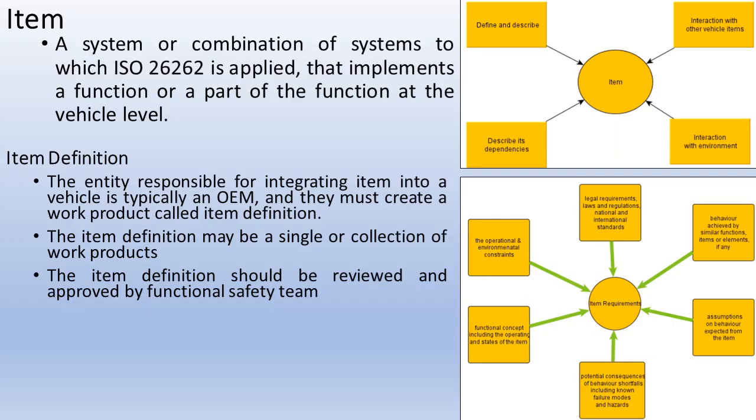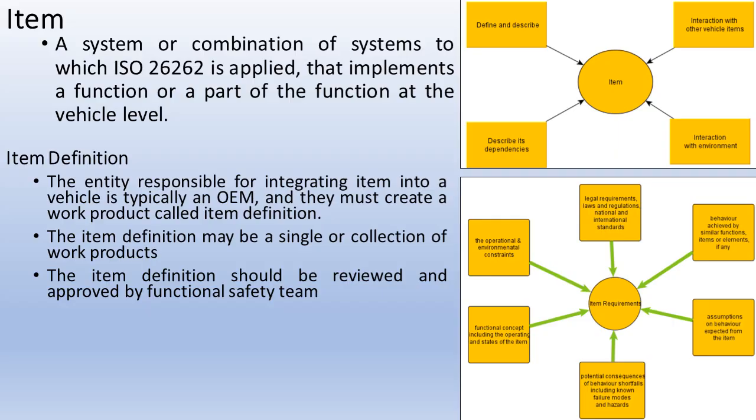For example, if you want to implement adaptive cruise control, what are all the various functionalities that are involved? What are all the various systems that are involved? It may be the system which decelerates the vehicle. It may be the system which drives the vehicle at a uniform velocity. Maybe the system which ensures that acceleration is happening at the right pace. So all this combination is called a system, and this system or combination of systems is called an item.